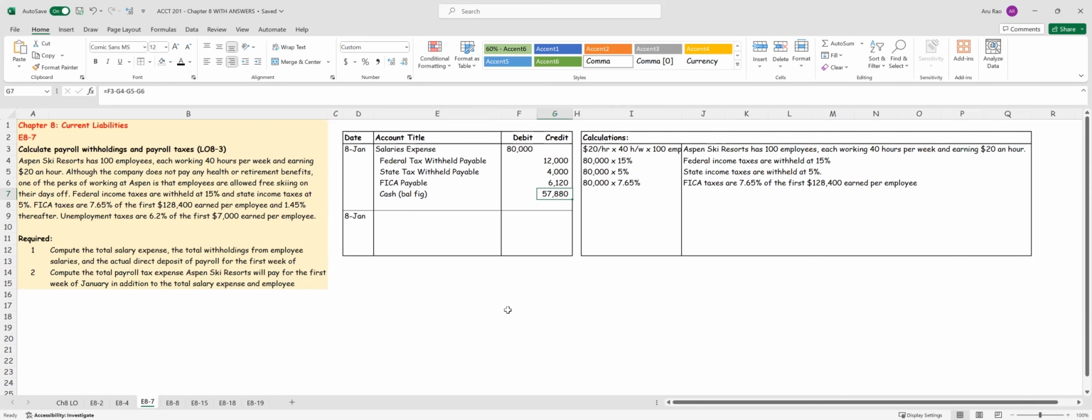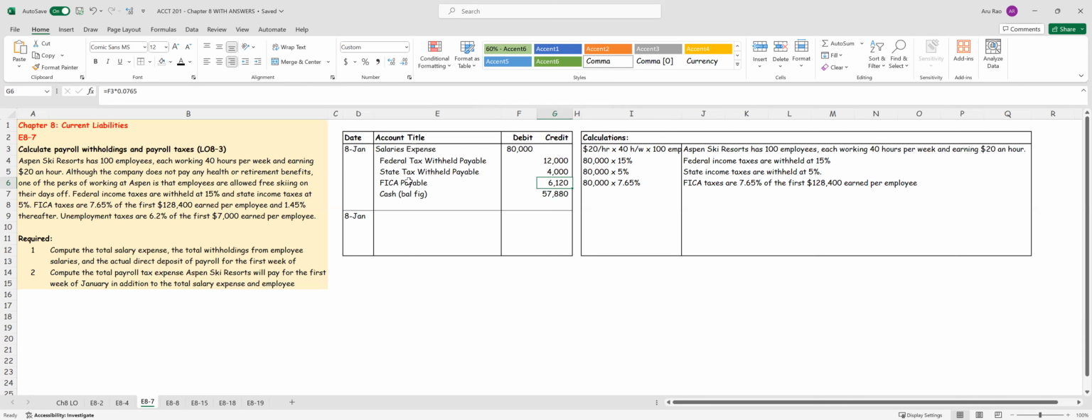So what is my responsibility? The full 80,000. I'm giving 57,880 to the employee right now. I have to send out a check of 12,000 to the federal government, 4,000 to the state government. This is on behalf of the employees. And then I have to send out 6,120 on behalf of the employees to the Social Security Administration and the Medicare Administration. So these are monies that I withheld for them, and I have to send it out.